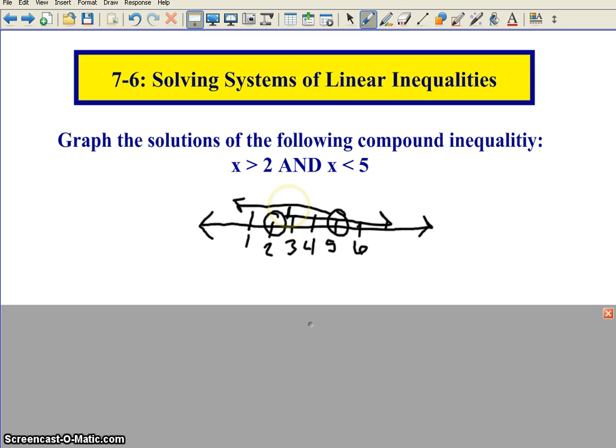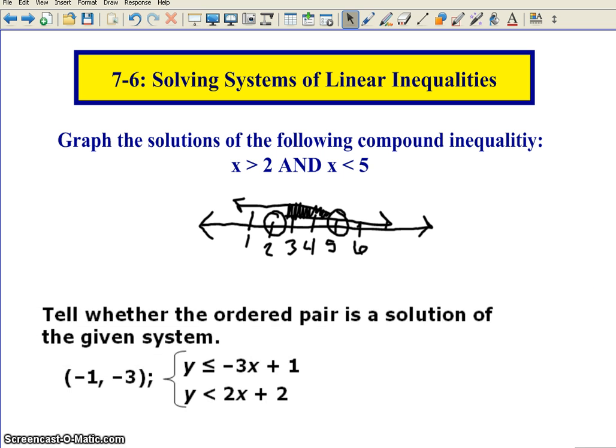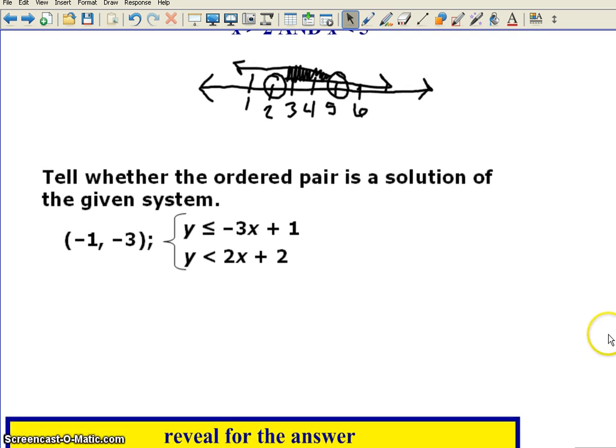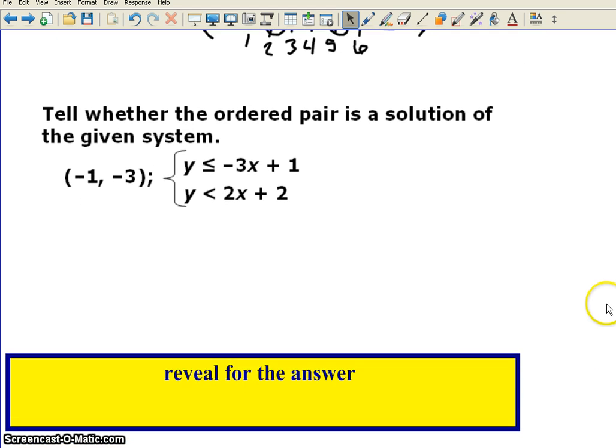And then I would notice that in between 2 and 5, I had a section that was shaded twice. That would be the solution to our compound inequality. Well, we're going to be doing something similar in this section, but this time our stuff will be graphed on coordinate graphs. So our first example is really similar to how we started yesterday's examples, where we took inequalities and plugged in coordinates to see if they were the solution for those inequalities. Well, we're going to end up doing the same thing, but this time it's a system, so we've got two inequalities that we have to double check for.